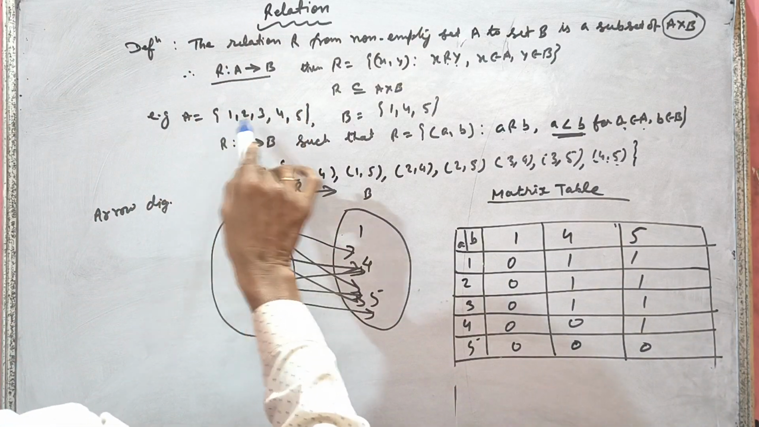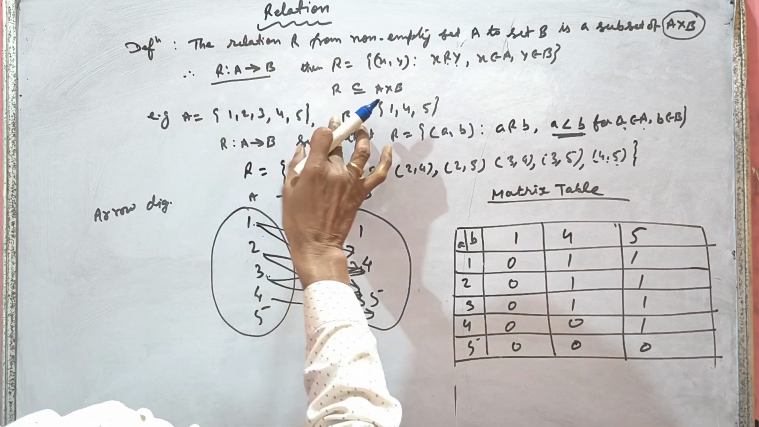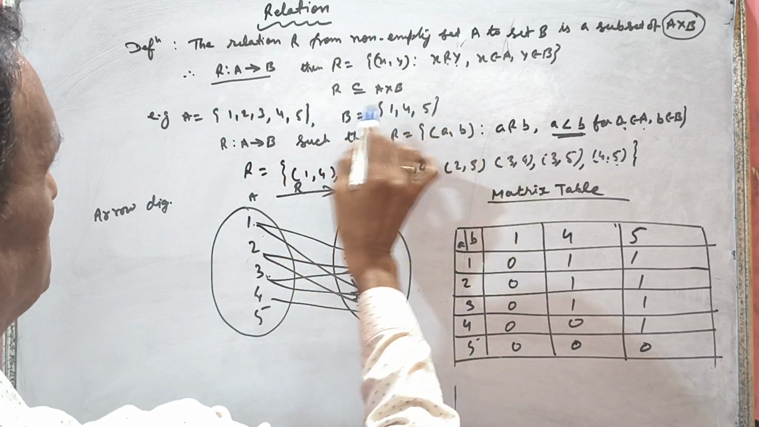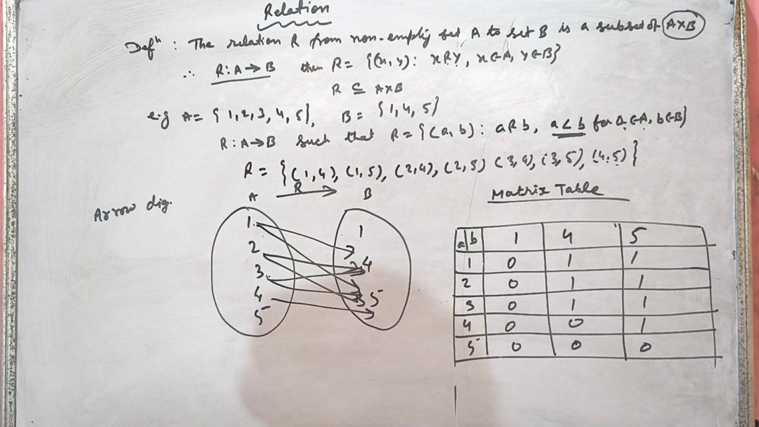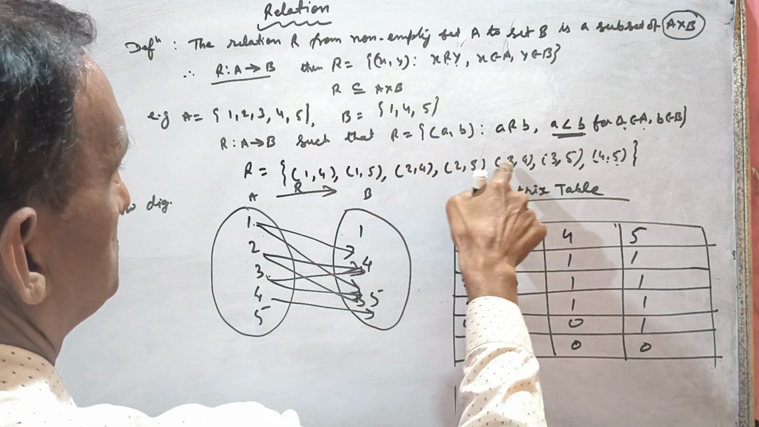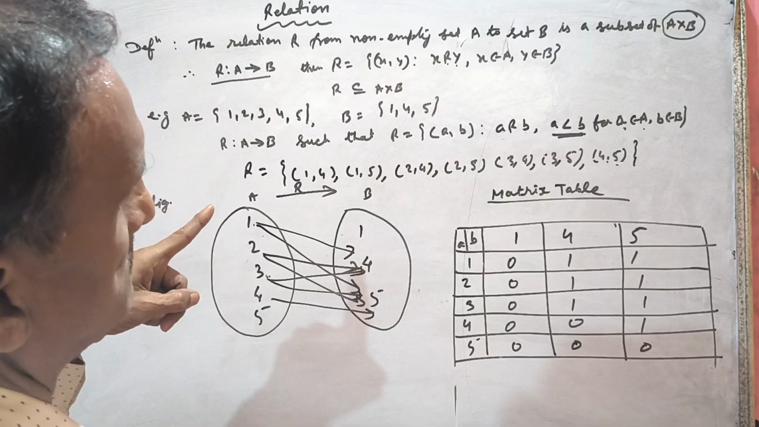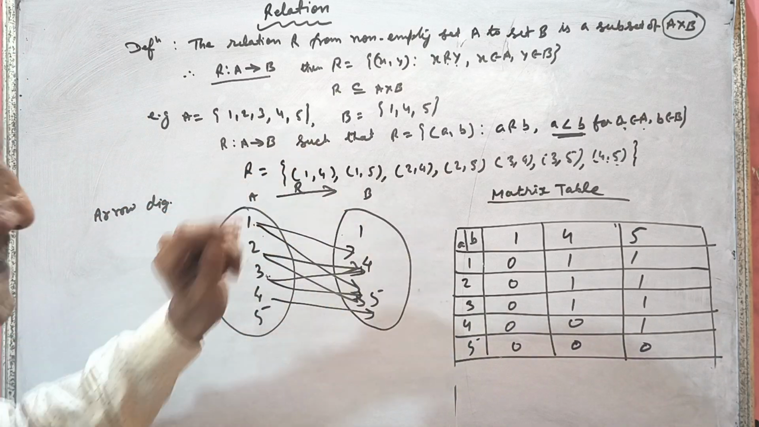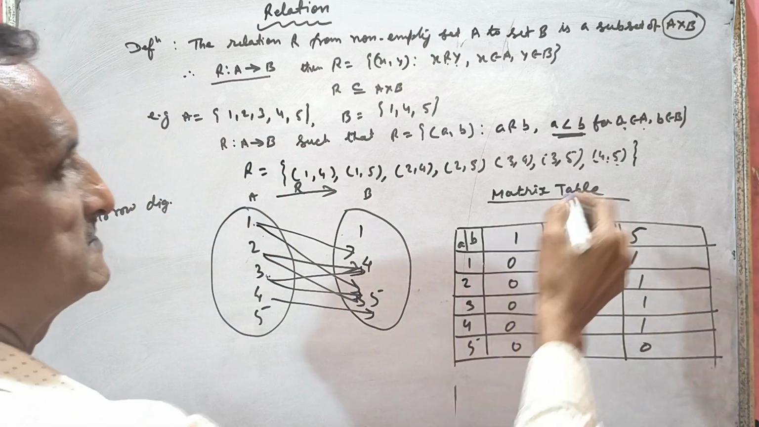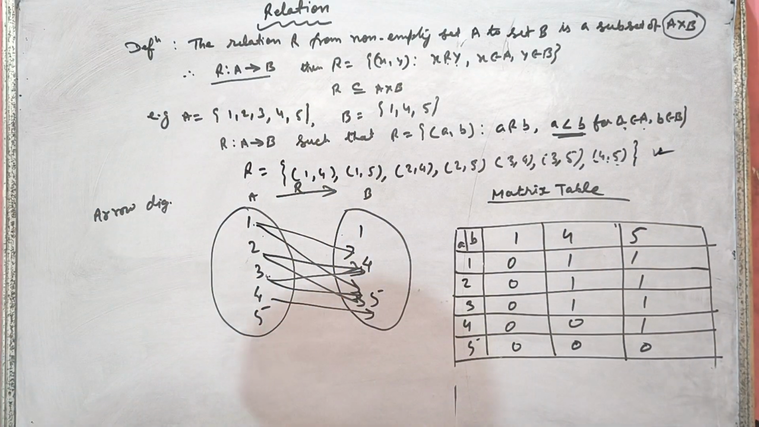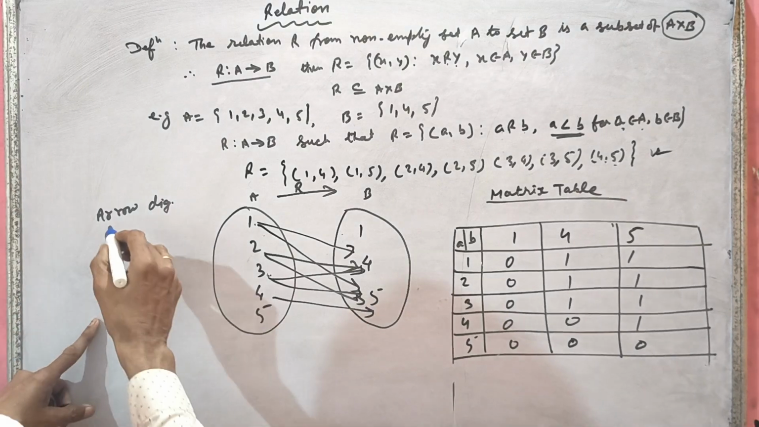Now see, when we find A cross B, how many elements are here? 5. How many elements are here? 3. Total number of elements in A cross B will be 15, and all these ordered pairs will be in A cross B also. So that's why R is a subset of A cross B. This is the way to write the relation by roster method or tabulation form, what you can say. Another way is by arrow diagram.